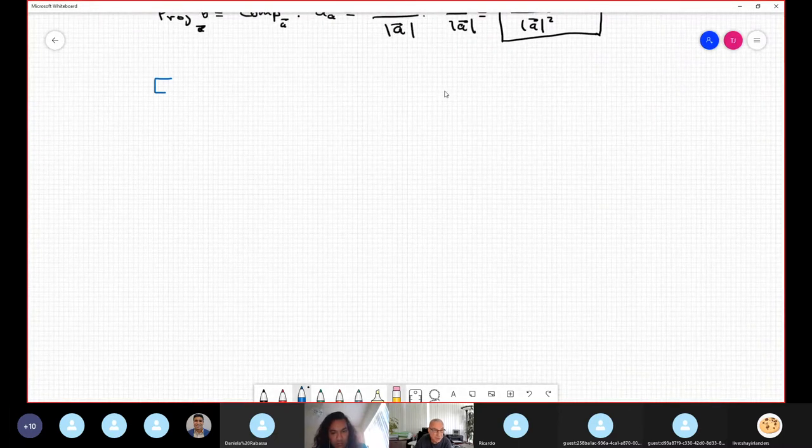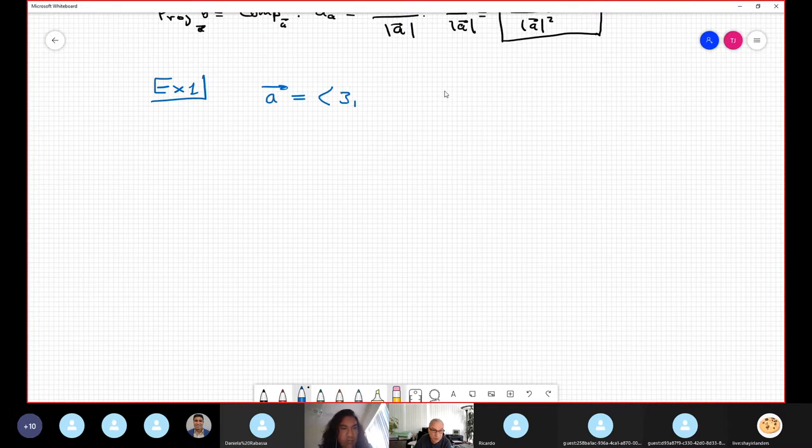One fantastic application of the dot product is projections. Suppose that we have vector A, which is 3, 6, negative 2, and we have the vector B, which is 1, 2, 3.